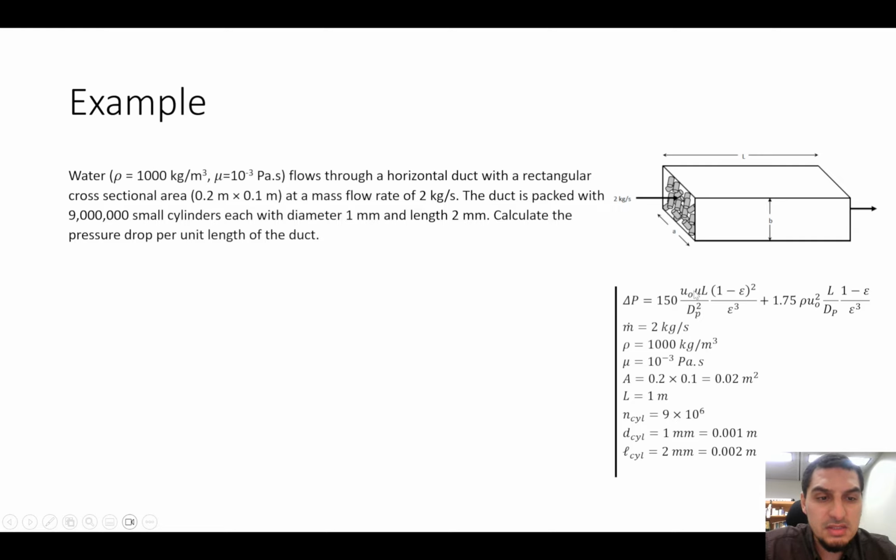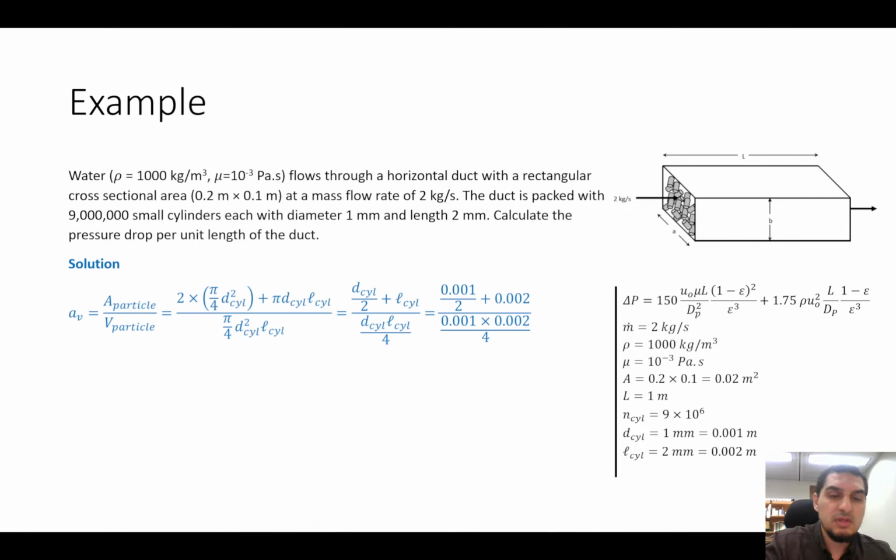So we know the density, the viscosity, we know the length of the pipe, we don't know the particle diameter, we don't know the superficial velocity, and we don't know the porosity. So if we can calculate these three parameters, we will be able to substitute and calculate the pressure drop. So we are going to go one by one. For the particle diameter, it has to be calculated from the specific surface area, which is area over the volume of one particle. So the area of one particle is the total external surface area.